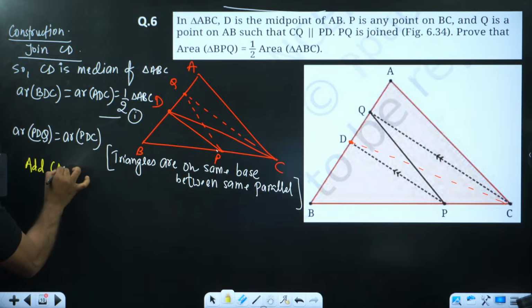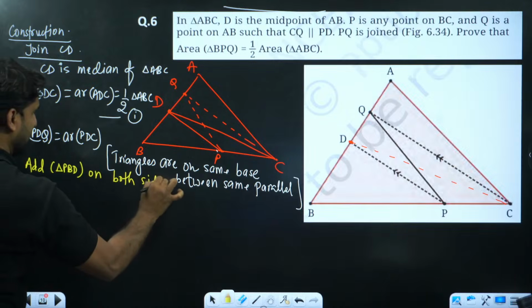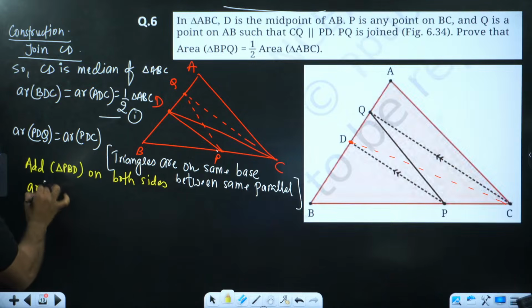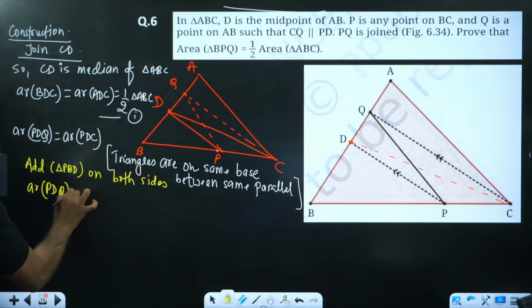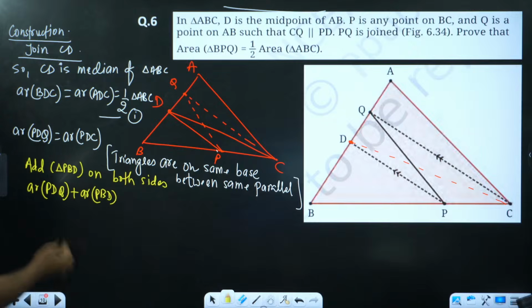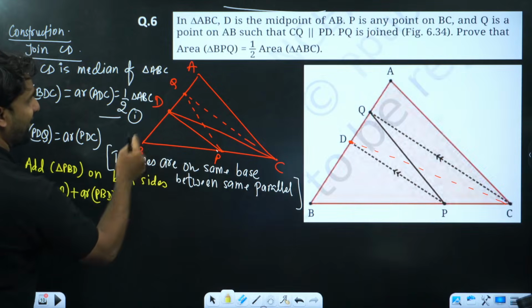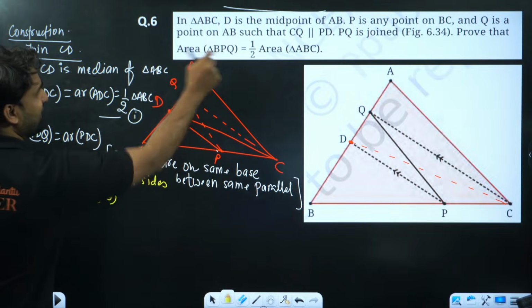Triangle PBD on both sides. So what will happen? Listen, this is area of triangle PDQ plus area of PBD. We are adding PBD. Now PDQ plus PBD. Oh my God, we can get PBQ, which we required.